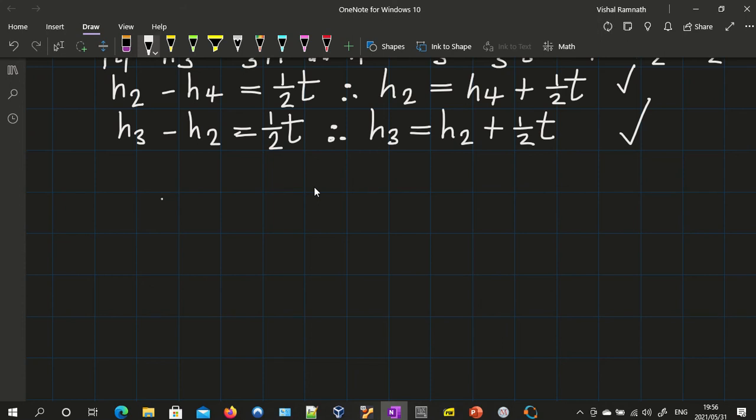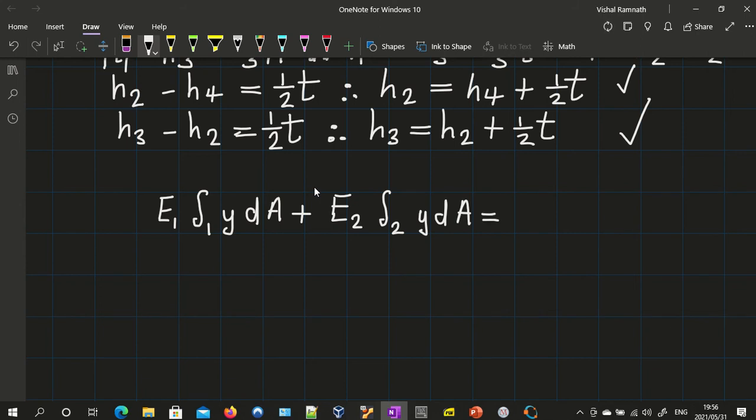The equation that we want to solve is the following. E1, integral of 1 on the area 1 dA, plus E2, integral on the area 2 y dA, is equal to that. That's a Young's modulus. That's a Young's modulus. That is a first area moment of inertia.